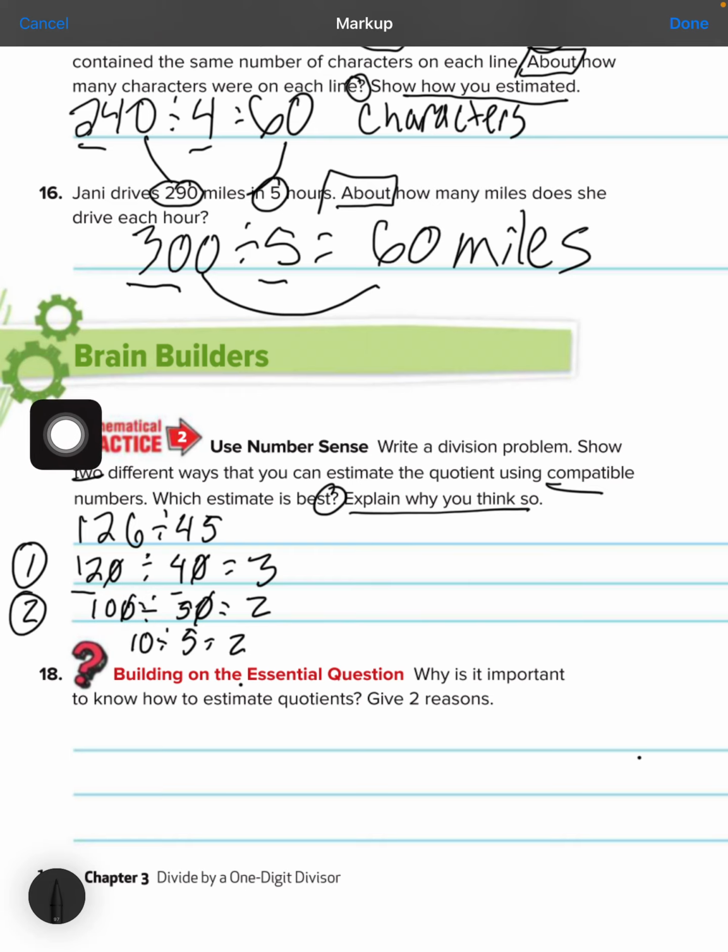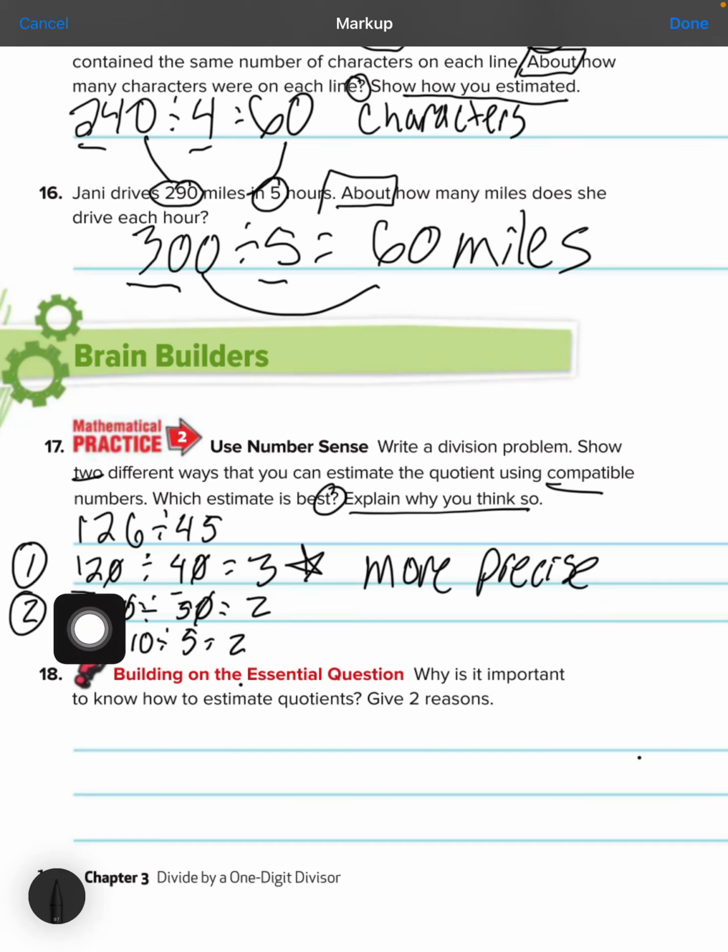Second one. Now, which one do you like best? Now, this is where you add your opinion. I'm going to tell you my opinion. I like this one best because it's more precise. It's a little bit closer in numbers here, so this answer is a little bit closer to what this answer may be. You decide, though, because it's your opinion.